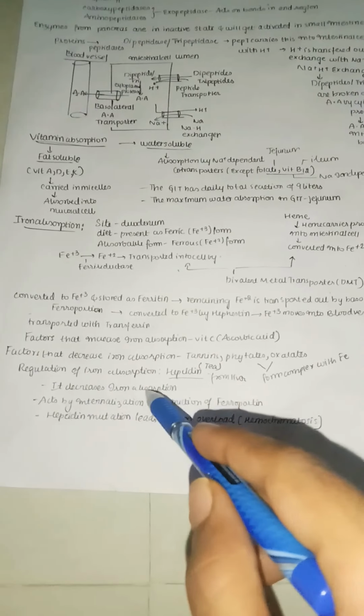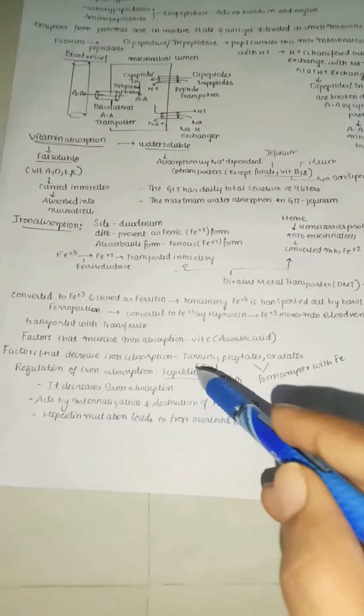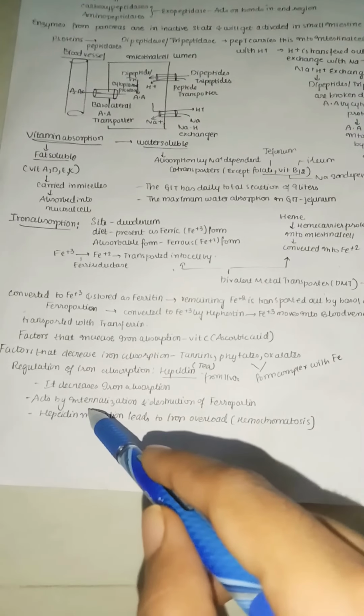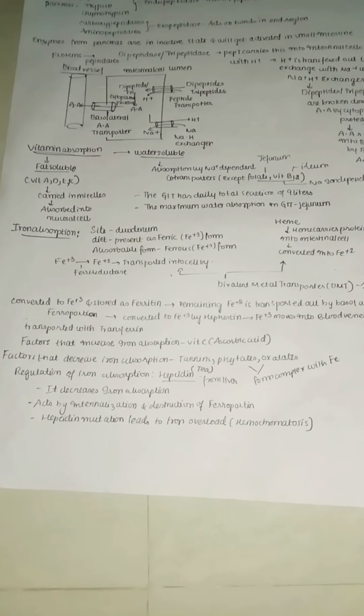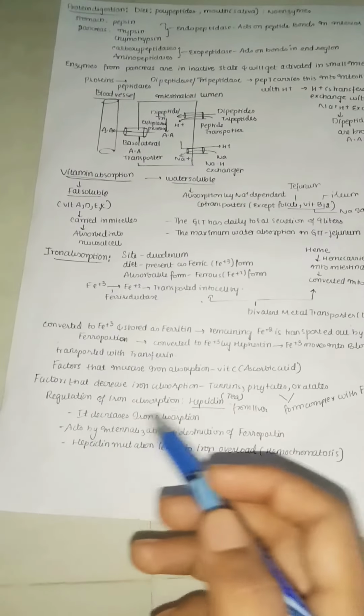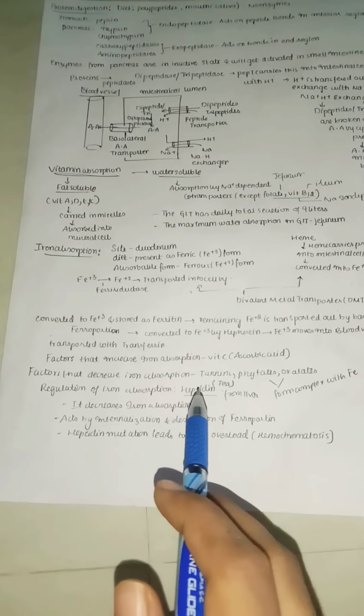Regulation of iron absorption is done by hepcidin. Hepcidin is released from the liver. What hepcidin does is decrease iron absorption. How? Mainly by causing internalization and destruction of ferroportin. You can understand that ferroportin is the one which transports iron from the basolateral side into the blood vessel. If that ferroportin is not there, it cannot transport, thereby decreasing iron absorption. So remember, hepcidin is a negative factor, it decreases iron absorption.